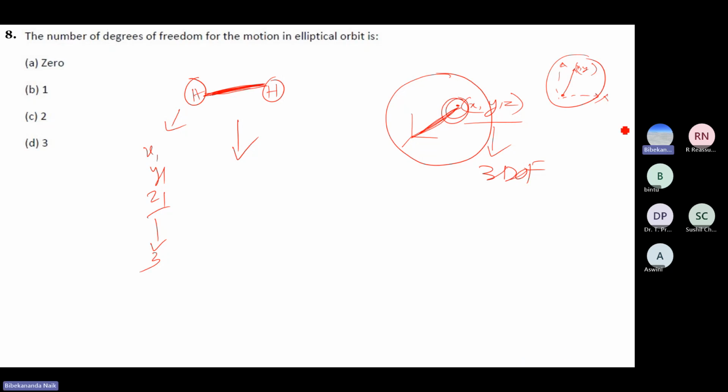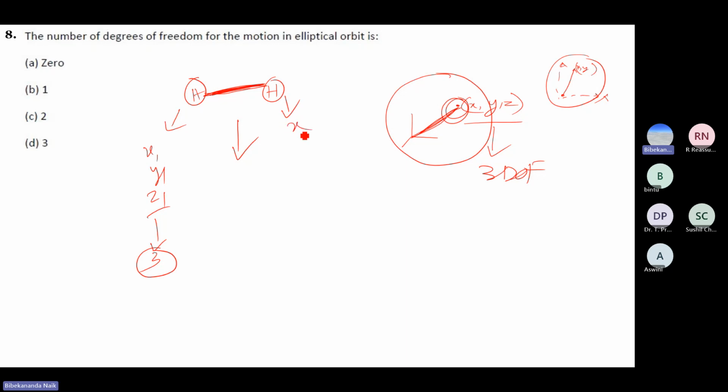So yes, sorry for the interruption. If we are talking about the hydrogen molecule, for one hydrogen atom, this is x1, y1, z1. So these are 3. But similarly, there is a second hydrogen atom.